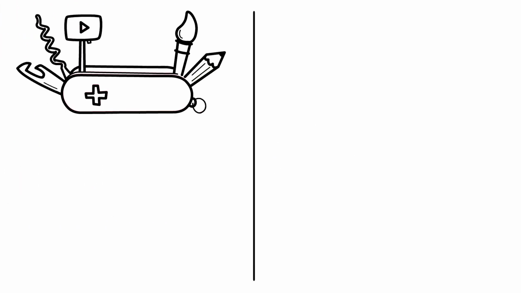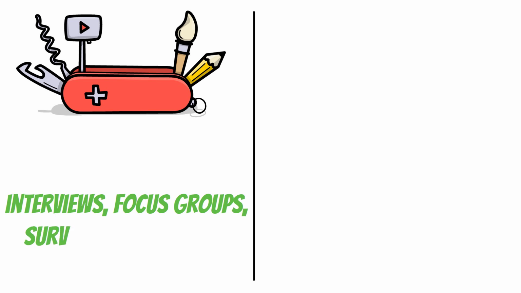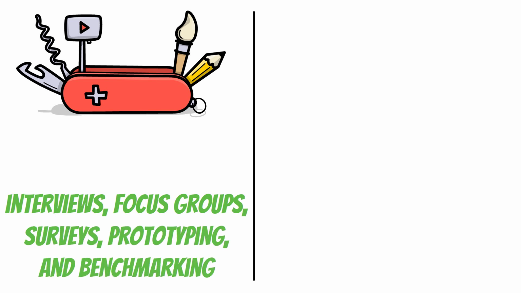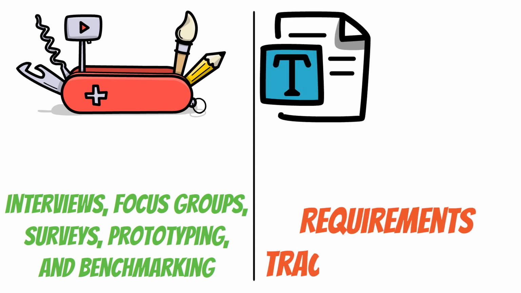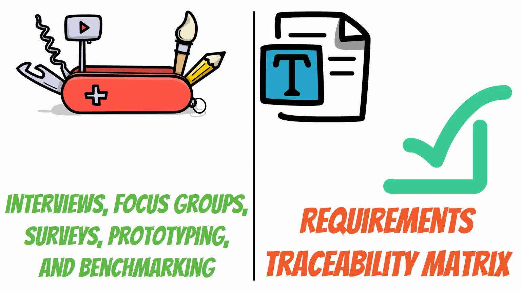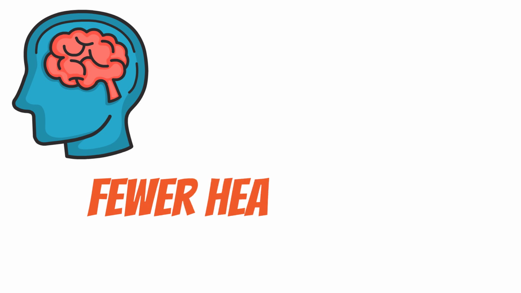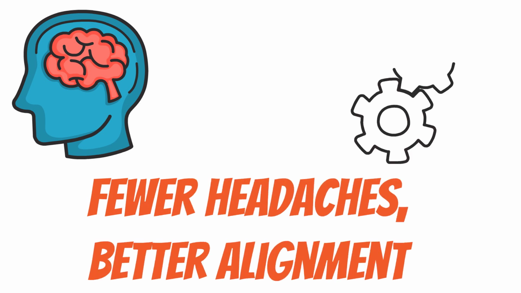3. You use various tools and techniques like interviews, focus groups, surveys, prototyping, and benchmarking to collect requirements effectively. 4. The outputs are the requirements documentation and the requirements traceability matrix, which ensure all requirements are properly tracked and validated. Mastering this process means fewer headaches, better alignment, and a much smoother project execution.